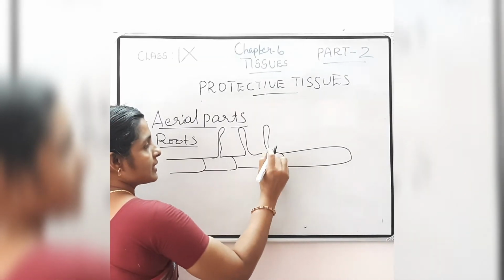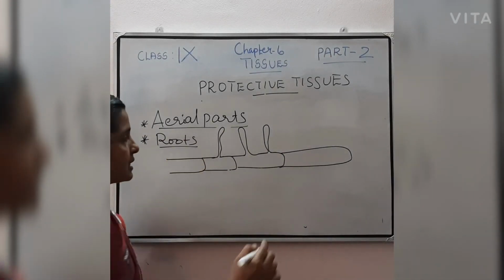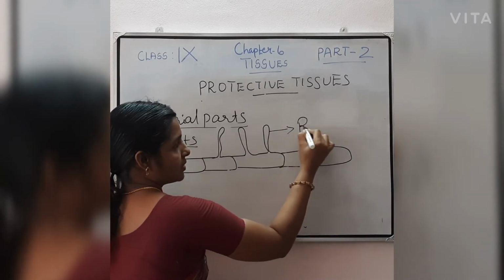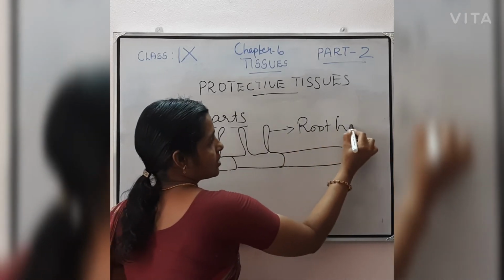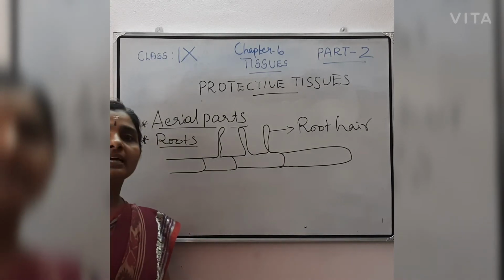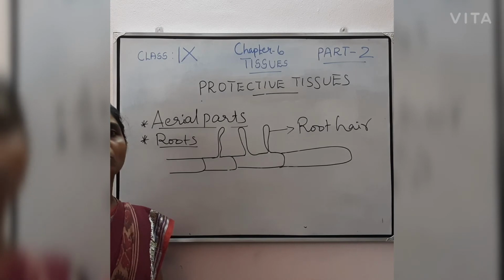Like this, you can see hair-like projections from the epidermal cells. Then what is the use of these hair-like projections? These are called root hairs. So, root hair. What is the use of this root hair? They greatly increase the absorptive surface area for getting more and more water and minerals from the soil.